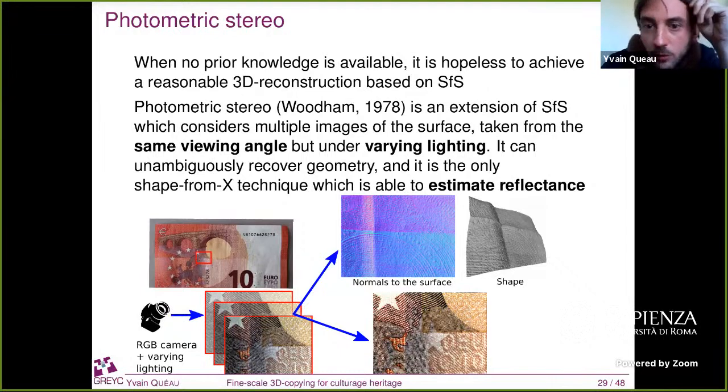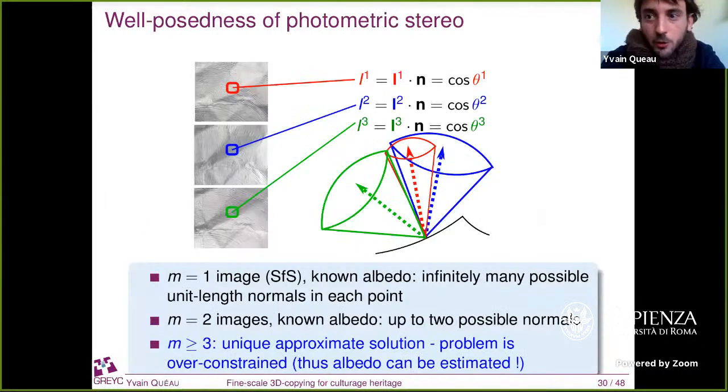So it's again a quite old technique, dating from the 70s. And the main advantage of photometric stereo over shape-from-shading is that it can cope with spatially varying reflectance, because it's able to simultaneously recover the geometry of the scene and its reflectance. Another advantage is that photometric stereo, at least calibrated photometric stereo, is a well-posed problem. This is not the case when the light directions are not known, as Giuseppe discussed yesterday.